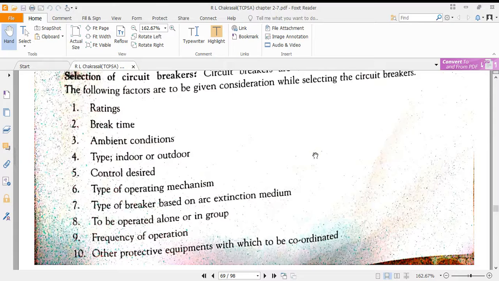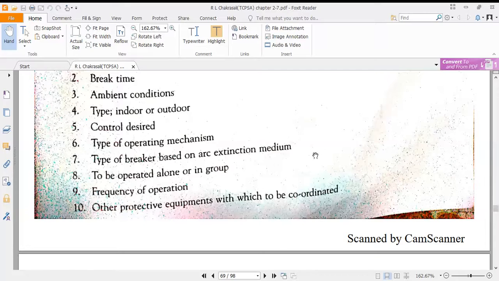If it is outdoor, the enclosure must be good so that we can protect it from the environmental conditions. Then control desired, whether you want automatic control, manual control, semi-automatic control, remote control, all those things will be covered under this. Type of operating mechanisms, type of breaker based on the arc extinction medium.